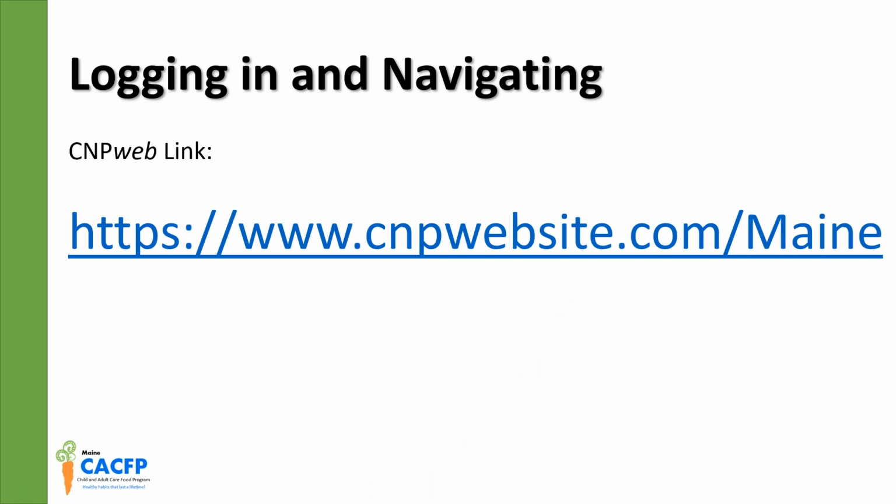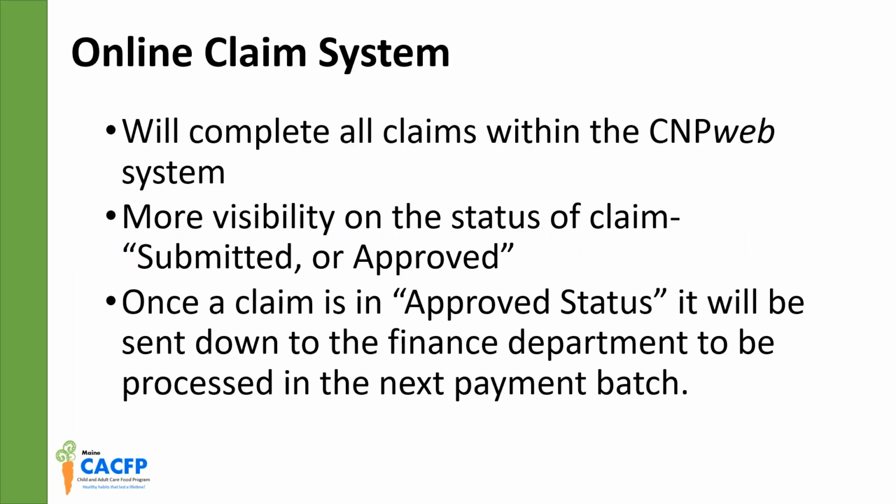So obviously this is the web page link that you go to log in and where you navigate CNP Web. This new online claiming system will complete claims within the CNP Web system. There'll be more visibility on the status of a claim. You'll be able to see when your claim has been submitted or if it's been approved. Once the claim is in approved status, it will be sent down to the finance department to be processed in the next payment batch. We're currently working with the finance department for the state of Maine to figure out what that process is going to look like because it's brand new. So we'll make sure we fill you in as far as the time period.